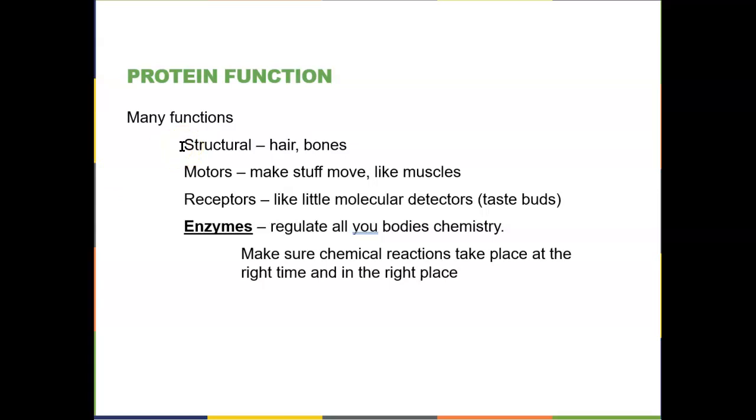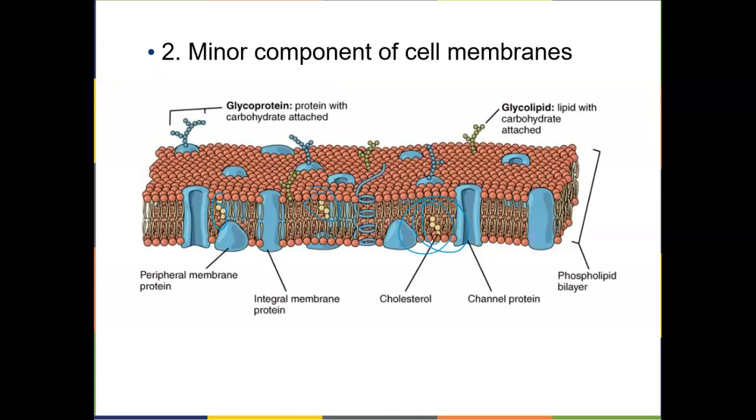Structural examples of protein is in your hair, and you have proteins that reinforce the concrete-like mineral matrix in your bones to give it some flexibility. Proteins can act as motors, like they actually move stuff around. So it is motor protein in your muscles that pull on other proteins and make your muscles get shorter. They can act like receptors. If I go back to this picture here, these are all proteins. That's a protein, that's a protein.